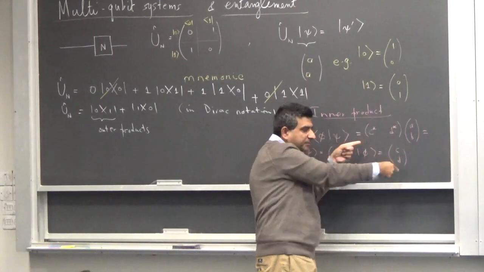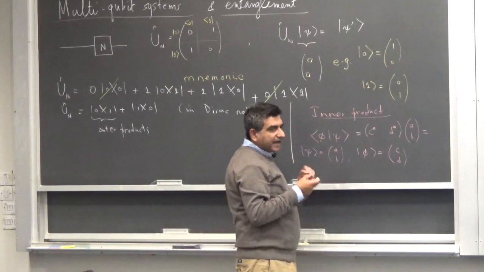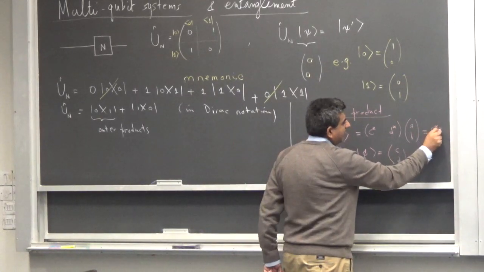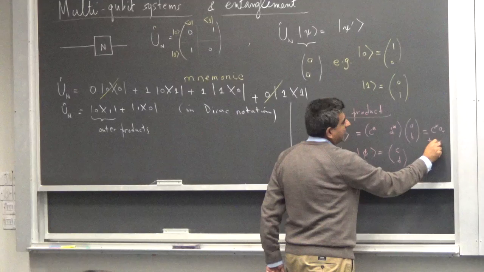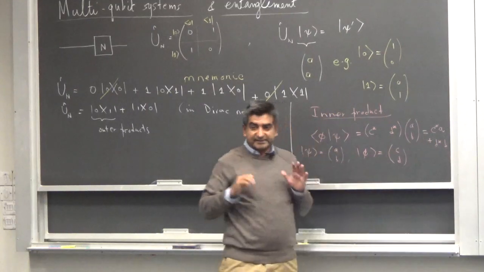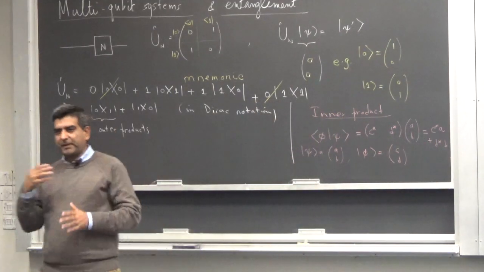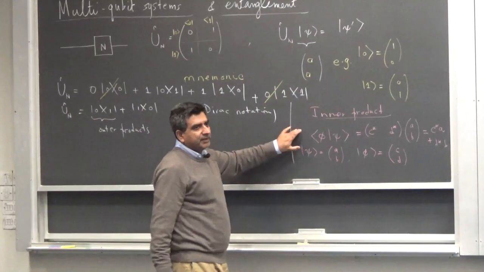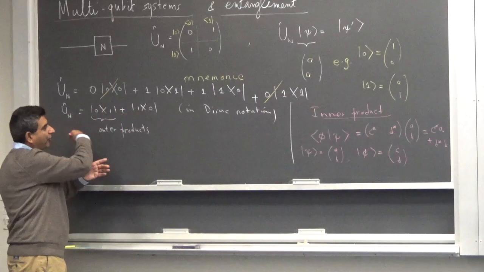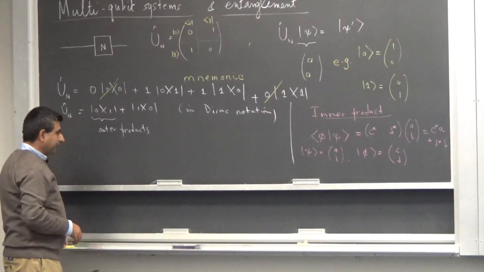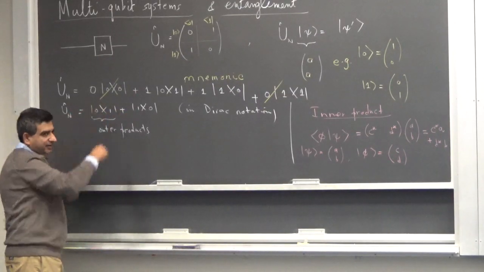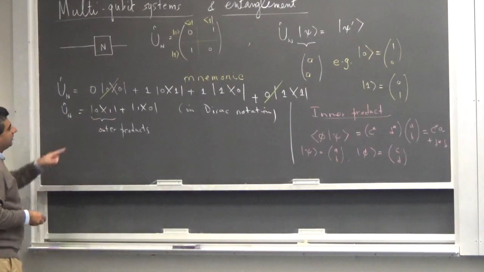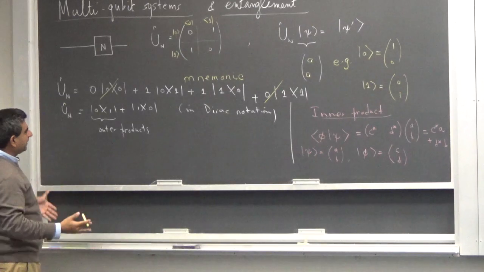and you will end up, so now here a row vector is being multiplied by a column vector, and you will end up with a number, C star A plus D star B. So this is a number, a scalar. It's not a matrix or a vector, it's a scalar. So this is an inner product. Here we have changed the position of the ket and the bra, and we find that this object here, which is an example of an outer product, could be expanded in the following form.